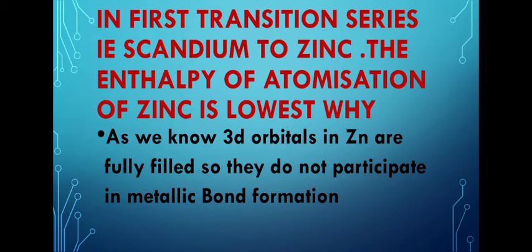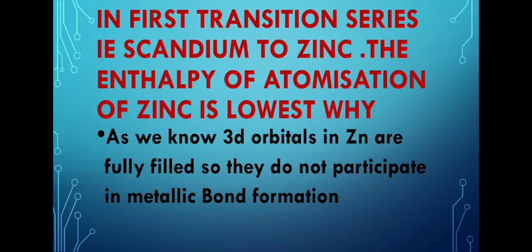The answer is zinc. For both the questions, the answer is zinc, because in the case of zinc, the d orbitals are fully filled. If the d orbitals are fully filled, no d electron can participate in metallic bond formation, and hence metallic bond formation does not occur. The bonds are weaker in the case of zinc, and hence it is soft. It has low melting and boiling point as well as enthalpy of atomization.